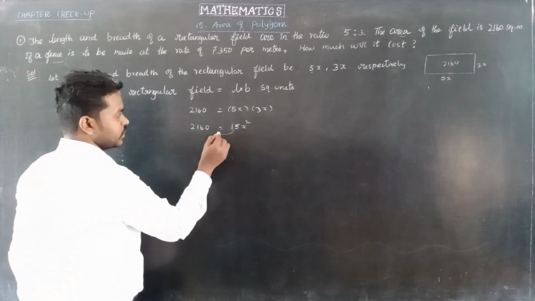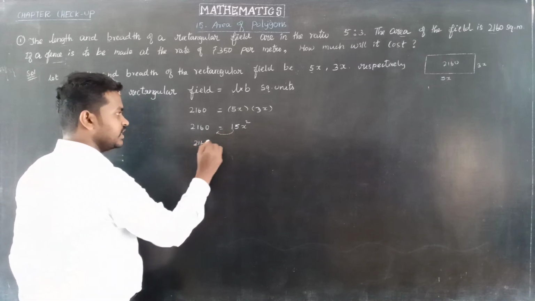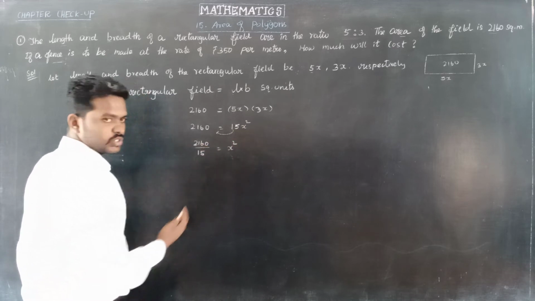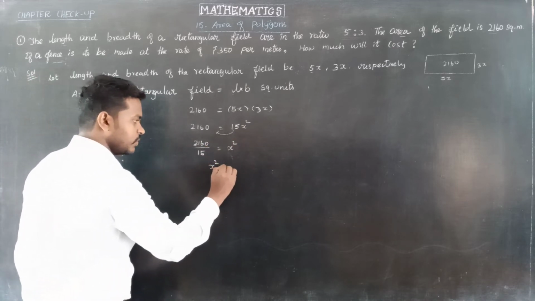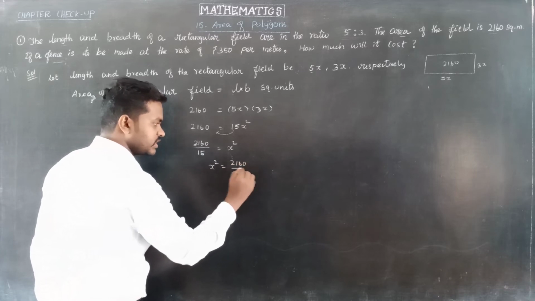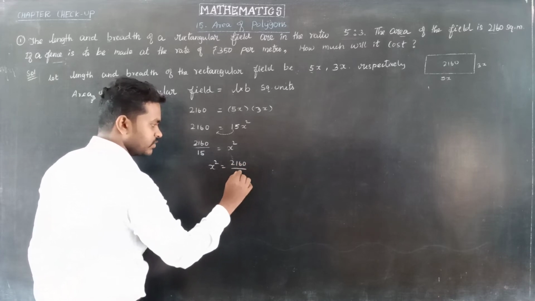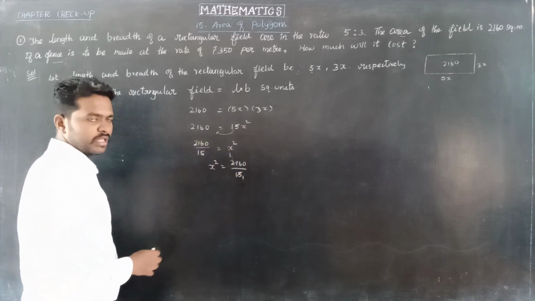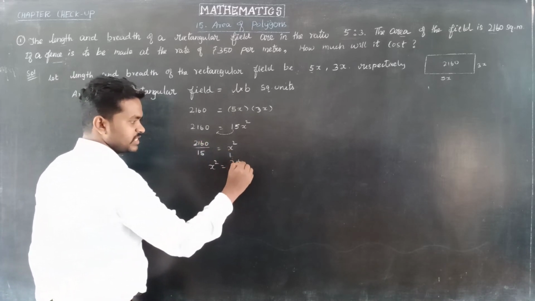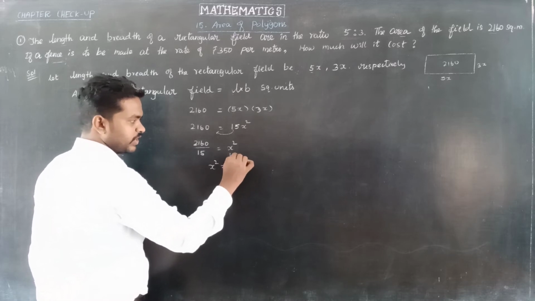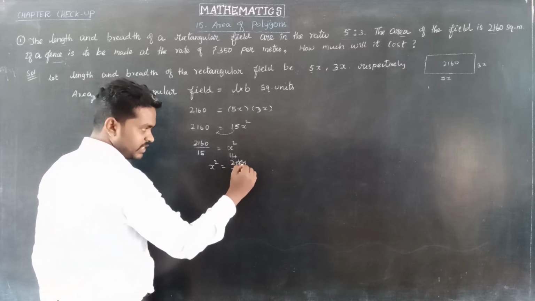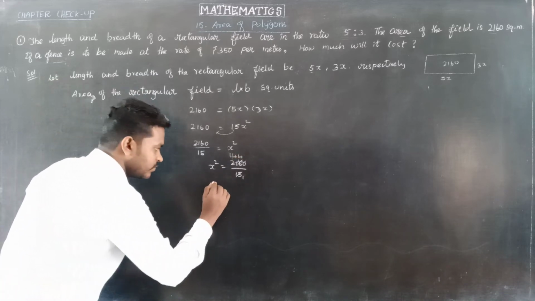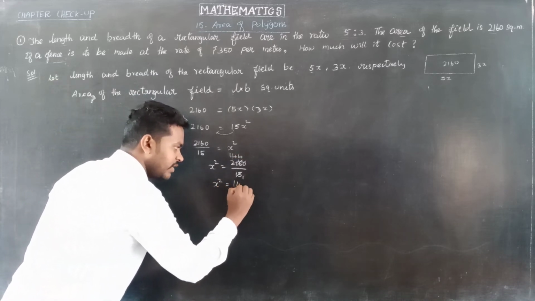So 15 goes to the other side. 2160 divided by 15 is equal to x square. So x square is equal to 2160 divided by 15. Simply, 1 15 is 15, 21 leaves 15, remaining 6. Bring down 6, 66. 4 15s are 60, remaining 6, and the last 6 gives 16. So 4 15s are 60. So x square is equal to 144.